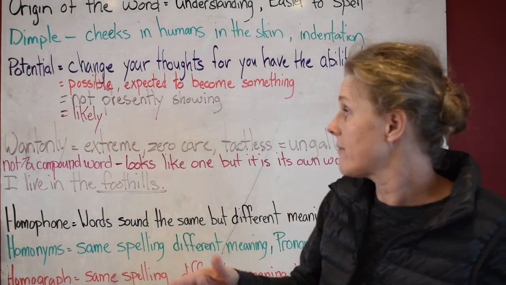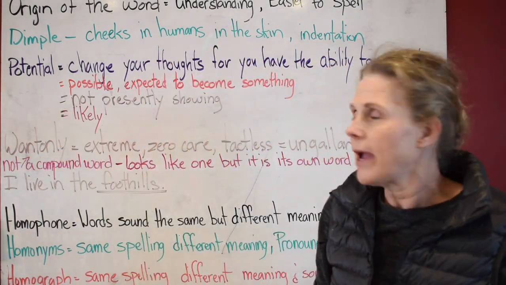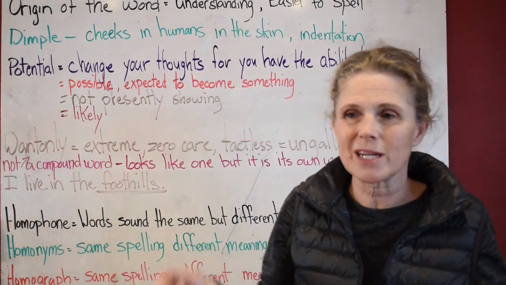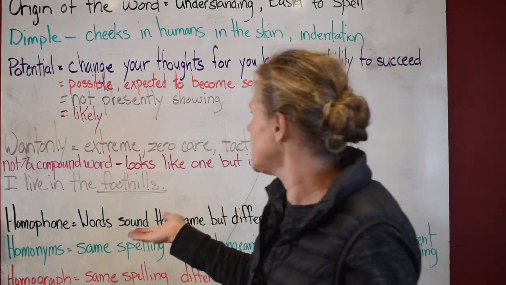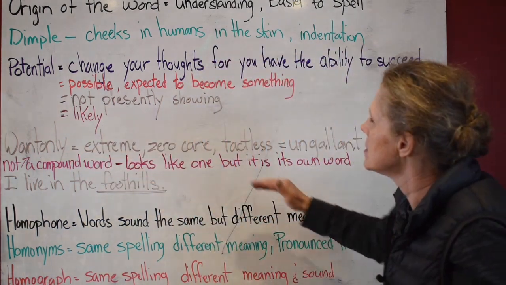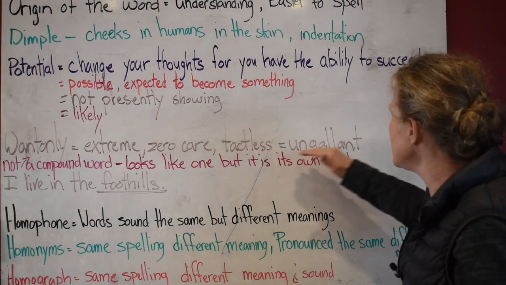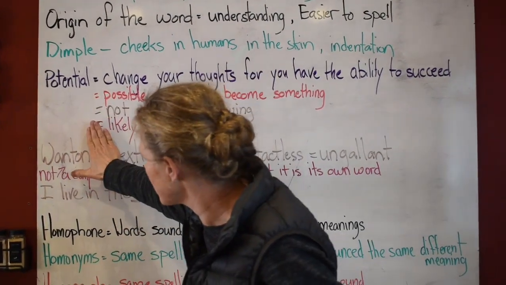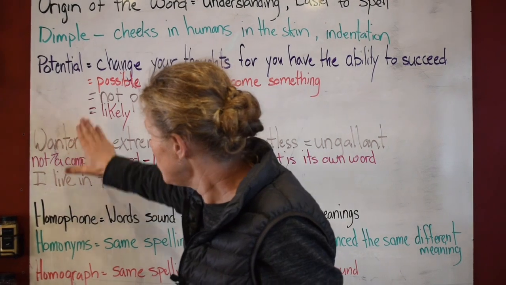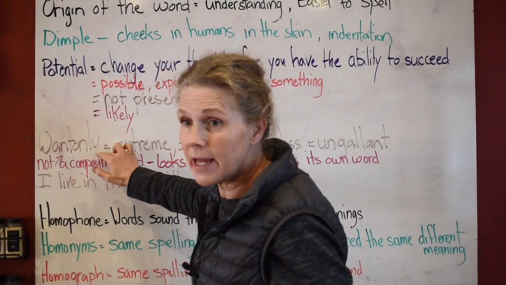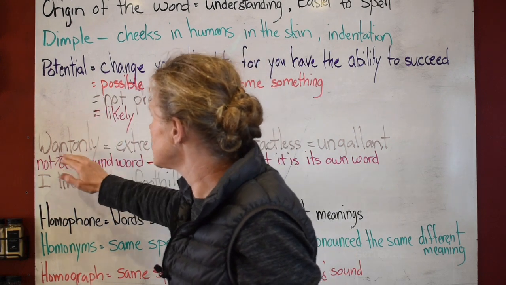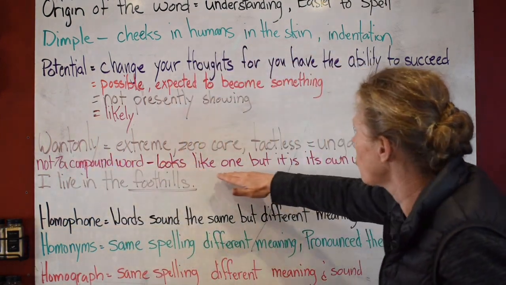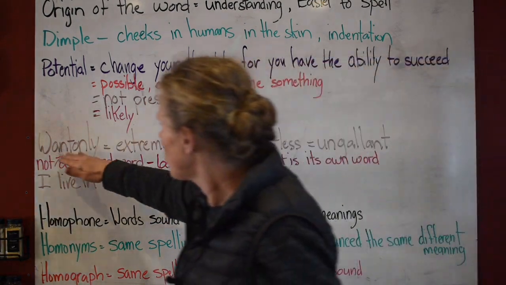Here's another word that we hardly ever use, and I really want you guys to understand this. And I want you to be using it. Wantonly, and I don't want you to misunderstand what it is or skip over it in your reading. What does it mean? It means an extreme, zero care, means you're being tactless and ungallant. Now, wantonly is not a compound word. It looks like want and on put together, but it's not. It looks like one, but it's not. It's its very own word, wantonly.